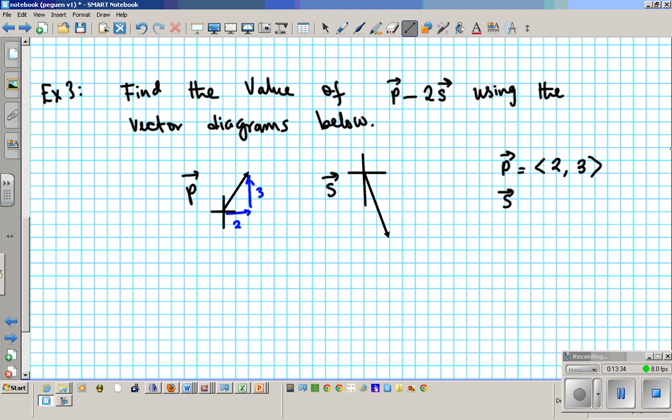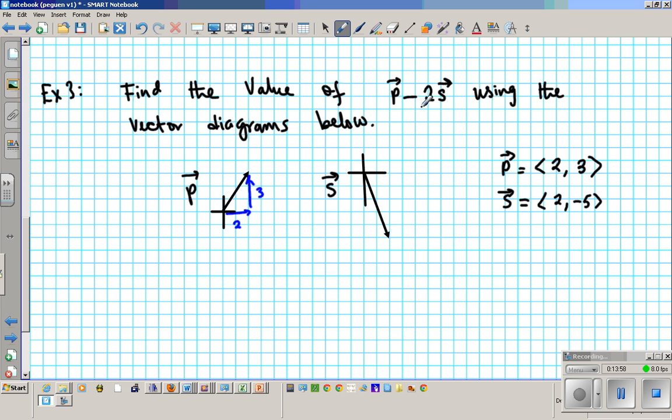So tail to tip, how many is down? 1, 2, 3, 4, 5. So vector s is basically negative 5 down. I'm sorry, let's do the x first. So for the x, we're going to go over 1, 2. So 2 to the right, how many down? 1, 2, 3, 4, 5. 5 down, negative 5. Okay?